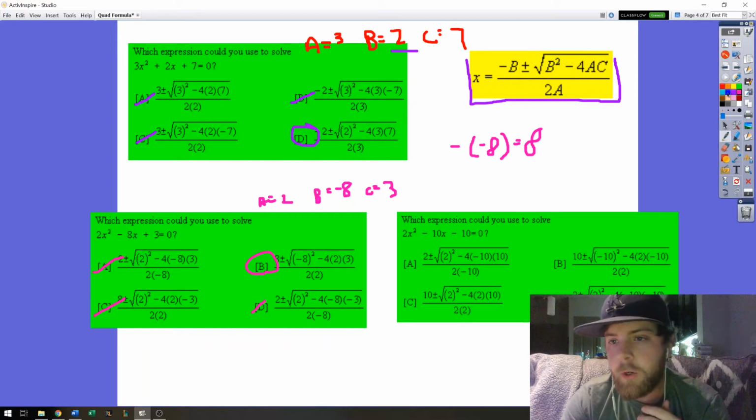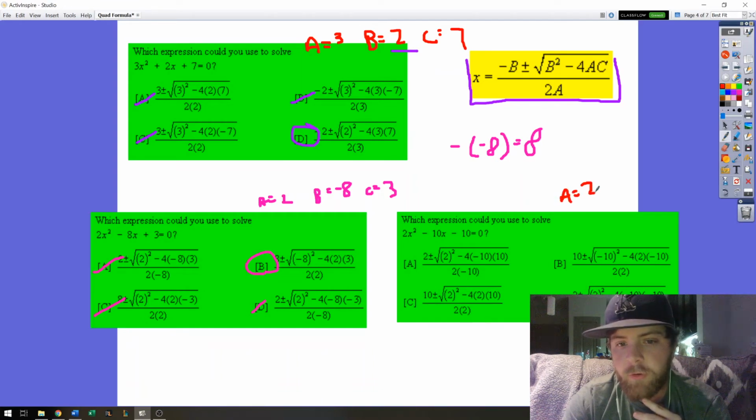Okay, and then on our final one, we've got a is equal to 2, b is equal to negative 10, and c is equal to also negative 10.